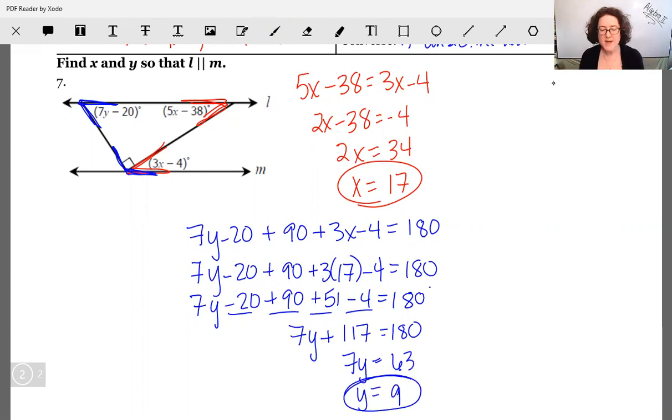So if we had x equals 17 and y equals 9, that would be enough to prove that my lines are parallel. Alrighty, again, number 7, definitely a challenge problem, so please don't expect one that hard on the test. But if you understood what was going on with this, you can attack any of these problems. As always, let me know if you have any questions.